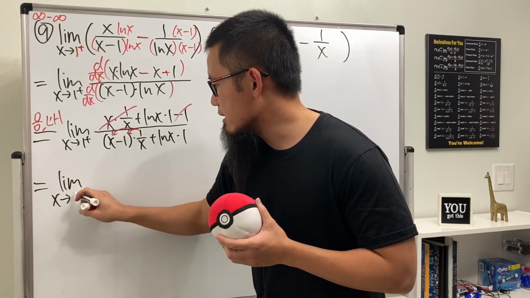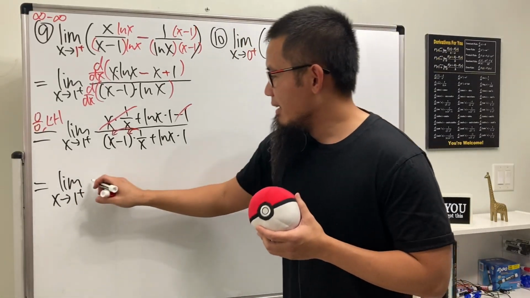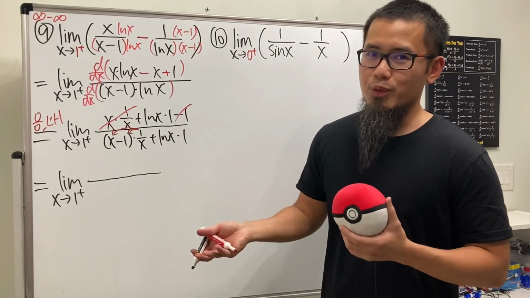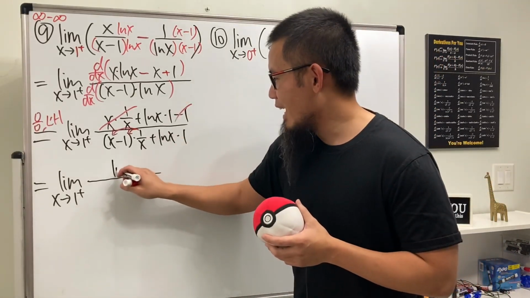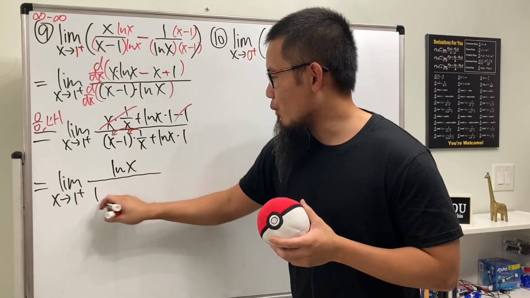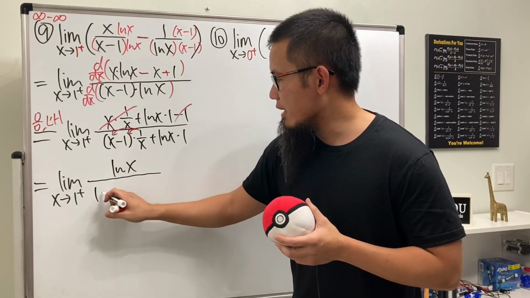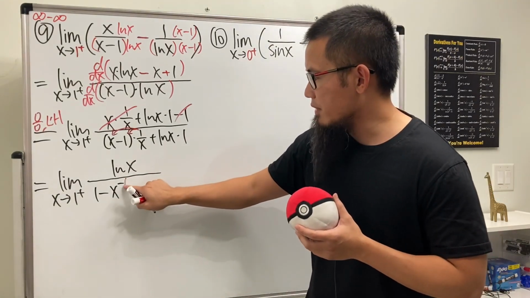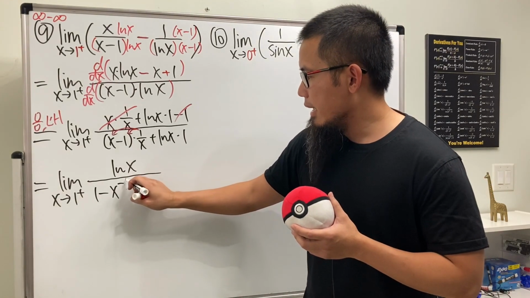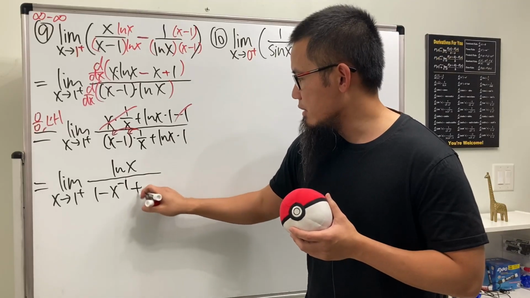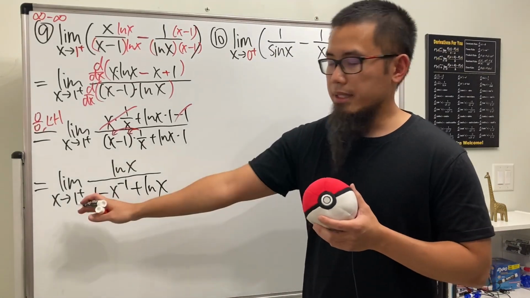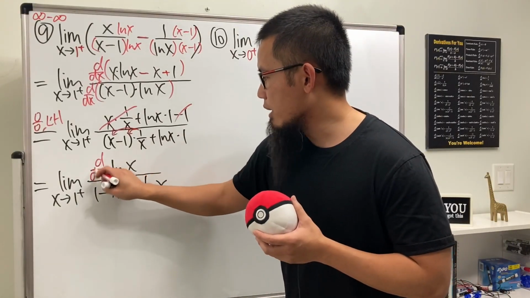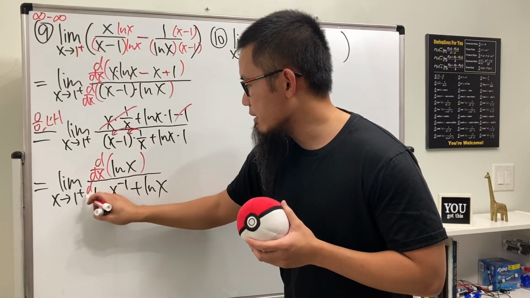The limit as x approaching 1 plus. And maybe after this video, you guys can let me know if you like limits more or integrations more. But anyway, ln x, this times that is just 1, this times this. I'm going to write it as x to the negative 1 power because it's easier for us to do the derivative like this. And then we also have the ln x. Alright, we get 0 over 0, so L'Hopital's rule one more time. So put down ddx and another ddx.